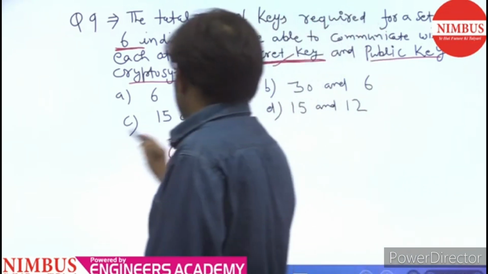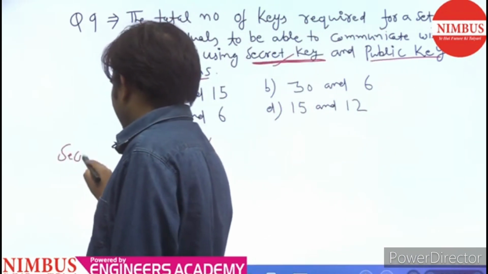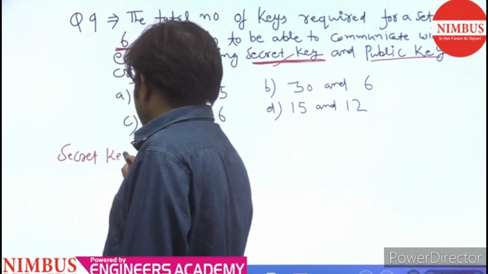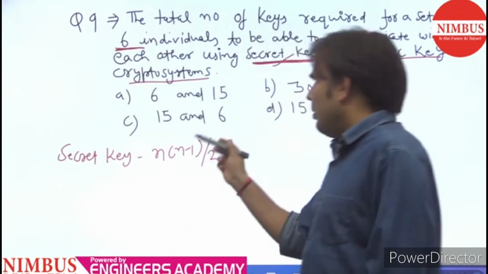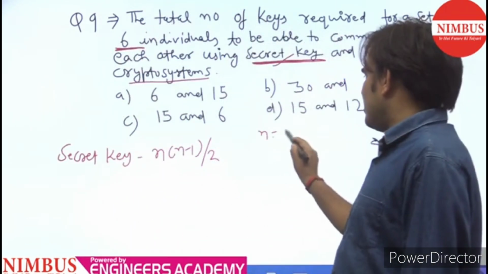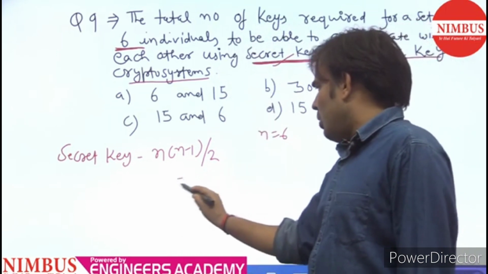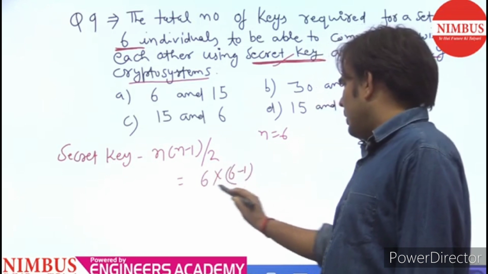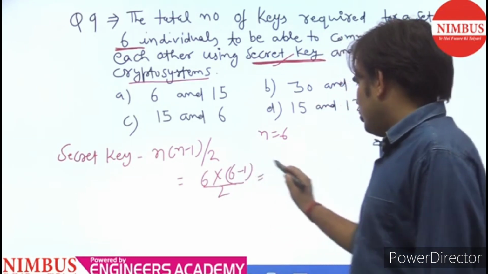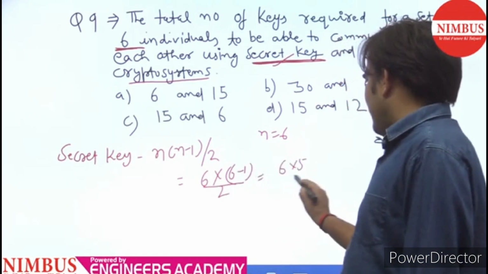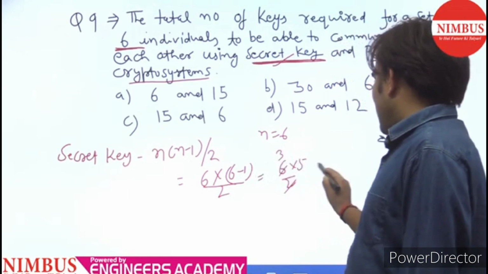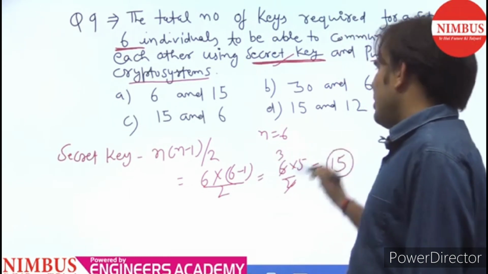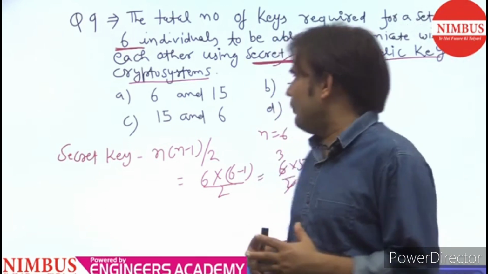When you are using secret key, n equal to what is given here? 6. Put it here. So n is 6, so 6 into (6 minus 1) divided by 2. So 6 into 5 divided by 2. 2 3s are 6. How many? 15. How many keys? 15.